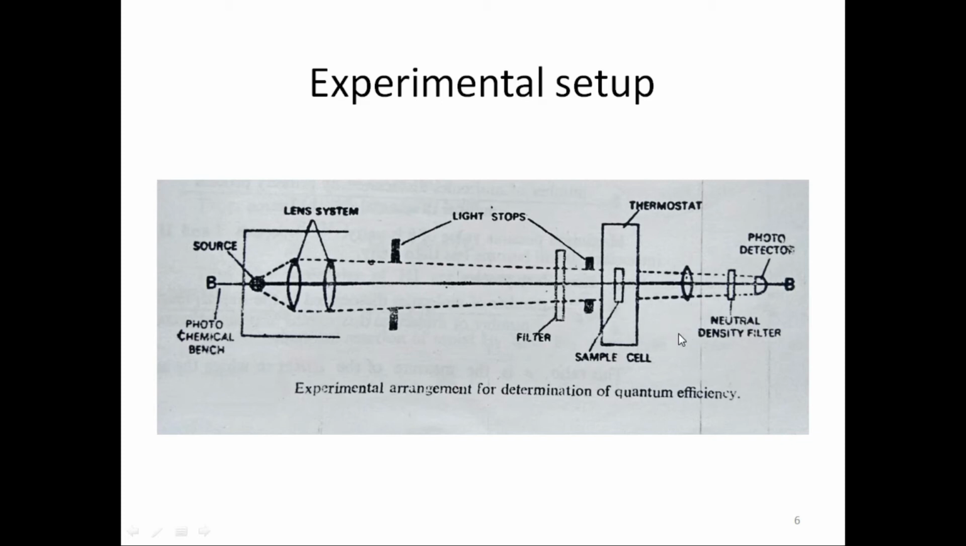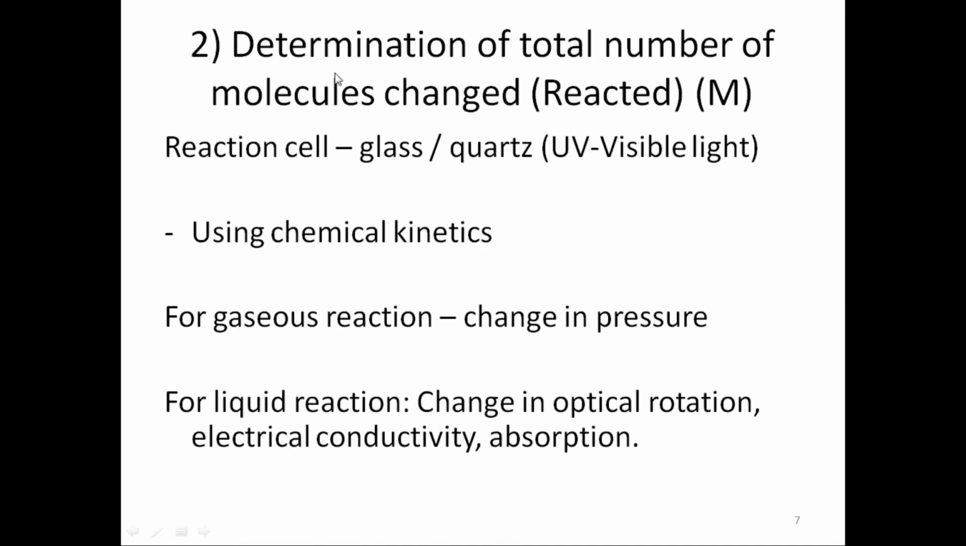Second part in this quantum yield determination is determination of the total number of molecules changed, meaning the total number of molecules reacted. So the number of moles reacted is determined by using chemical kinetics. The reaction cells are generally made by glass, but for UV, ultraviolet or violet radiation, quartz cells will be preferred.